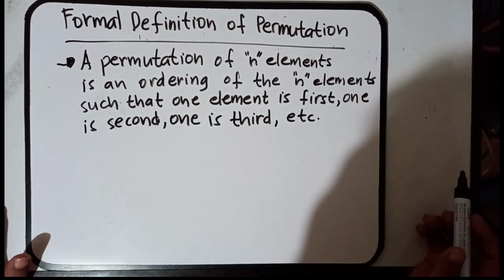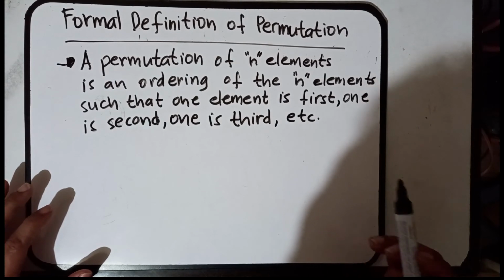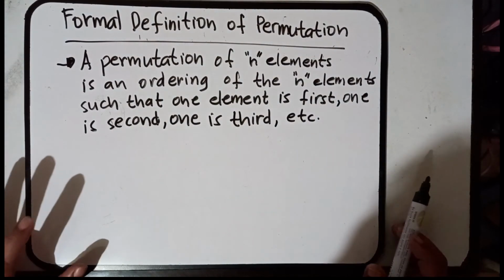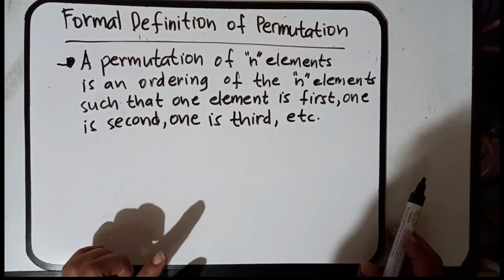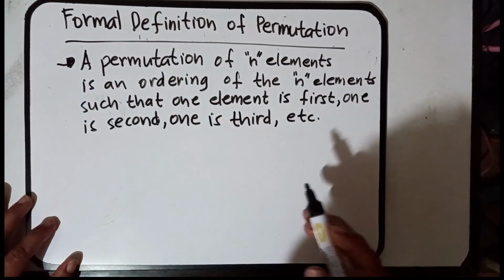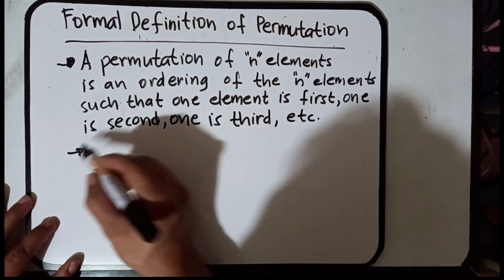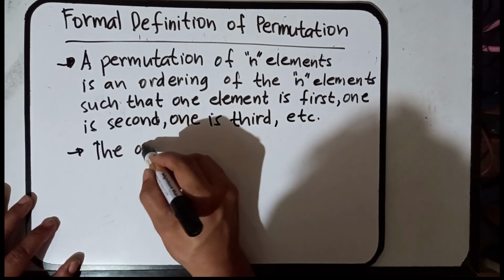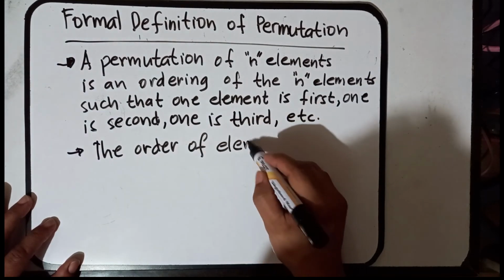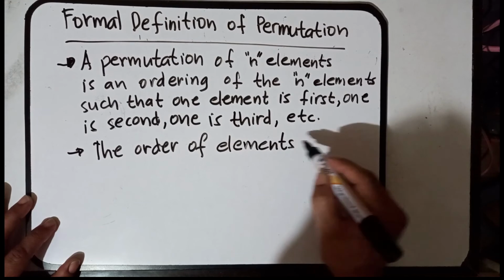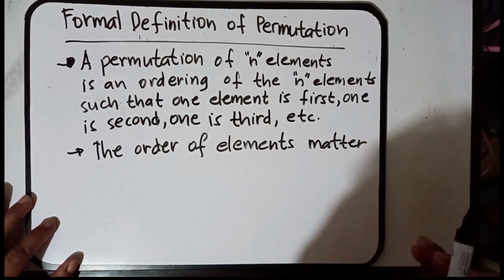So the formal definition of permutation explains that a permutation of n elements is an ordering of the n elements such that one element is first, one is second, and one is third, etc. To summarize this definition, what it wants to say is that the order of elements matters.